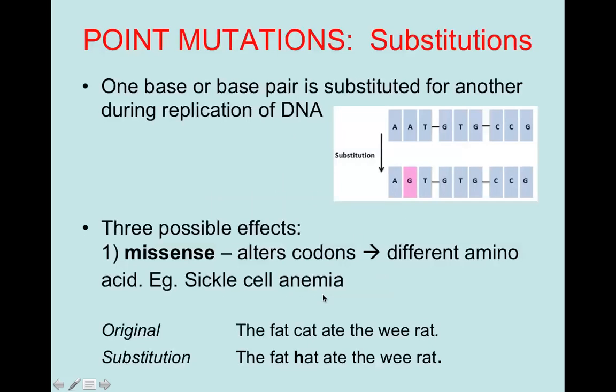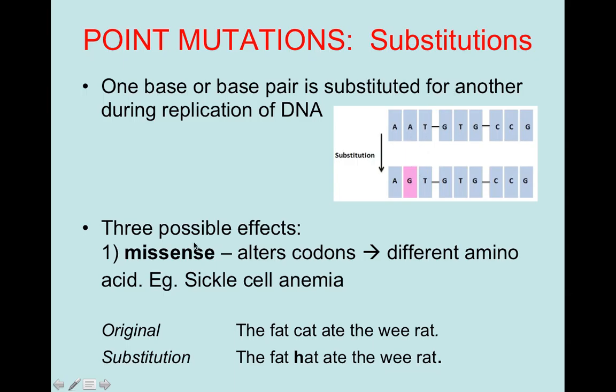I'll show you why. What a substitution is, is simply you sub out one letter for another. Say originally it was AAT, now I've got AGT. But notice everything else downstream is perfectly fine. This is all lined up perfectly, because all I've done is subbed out one letter for another letter. Now when you do this, there could be three results.